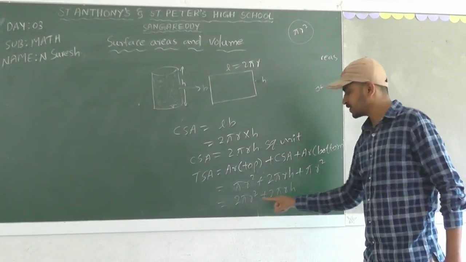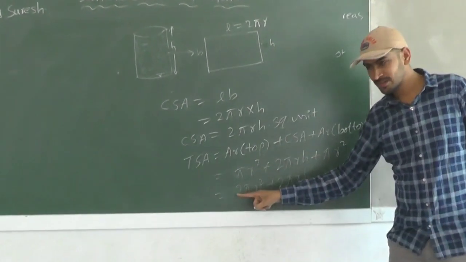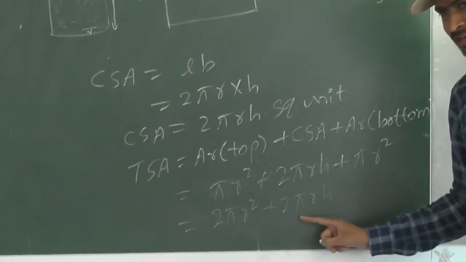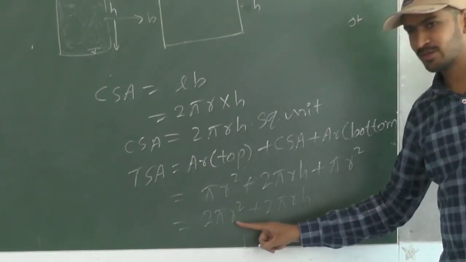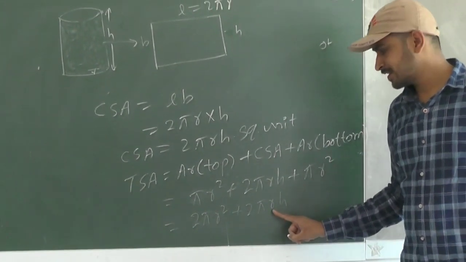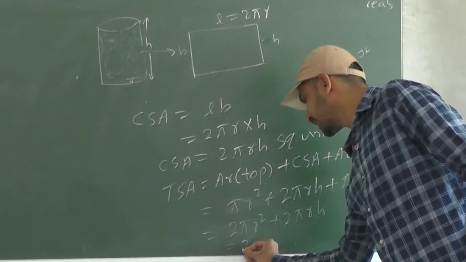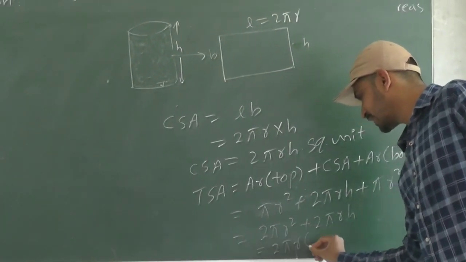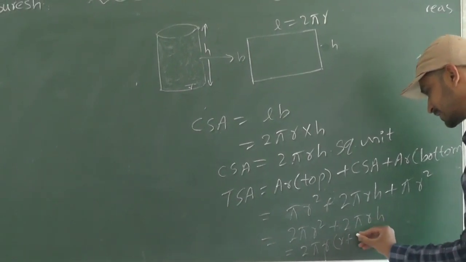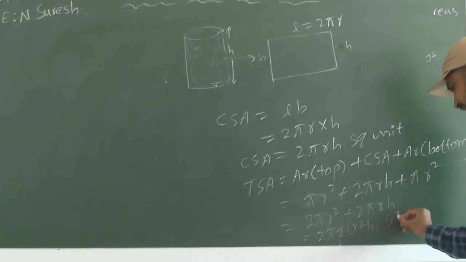If you observe these two terms, is there anything common? Here 2 is there, here 2 is there. We can take 2 common. Pi, again we can take common. R square means r into r; we can take one r as common, and another r remains. So in total we can take 2 pi r as common. Remaining here is one more r, plus here h, square units.